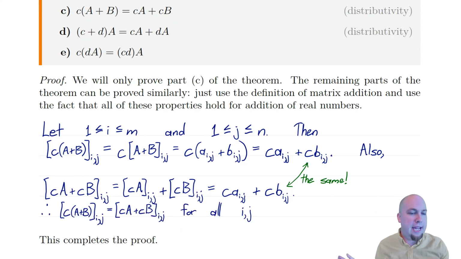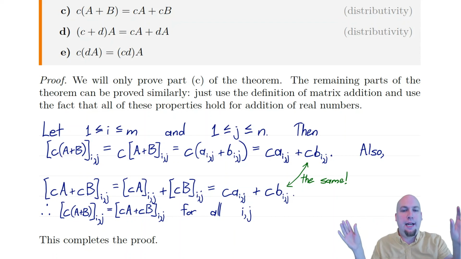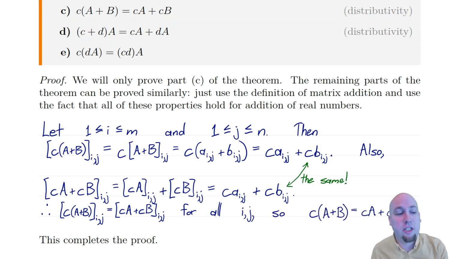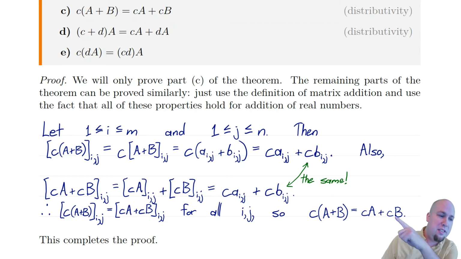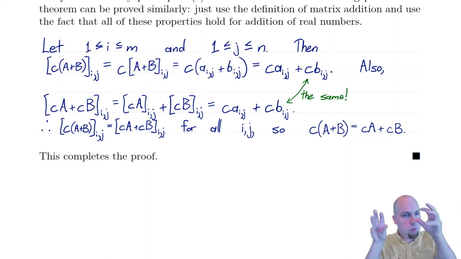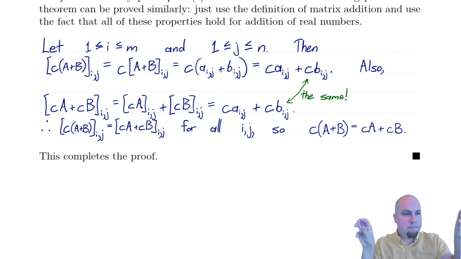All of those ij entries are the same as each other because nothing that we did here was specific to a particular value of i and j. This worked no matter what i was and no matter what j was. So every single entry of those matrices is the same as each other, so the matrices are the same as each other. C times (A plus B) equals CA plus CB. Okay, and that's all there is to it. It's actually very analogous to how we prove these nice properties of vector addition and vector scalar multiplication. You work with the entries and show all the entries are the same.